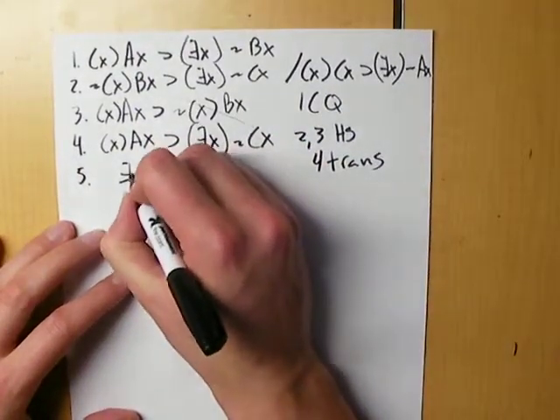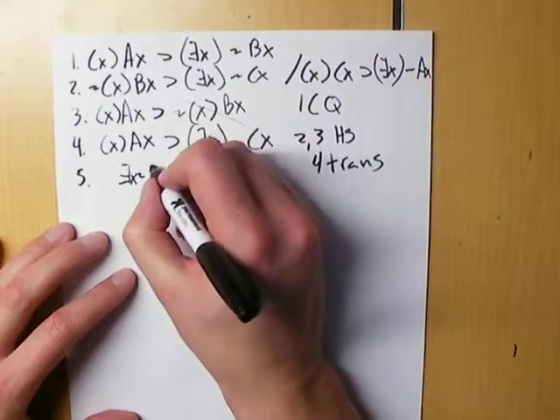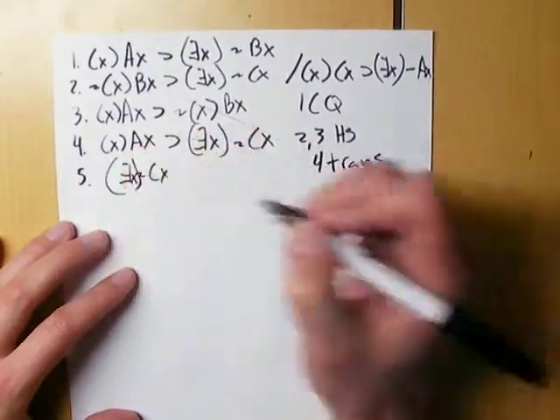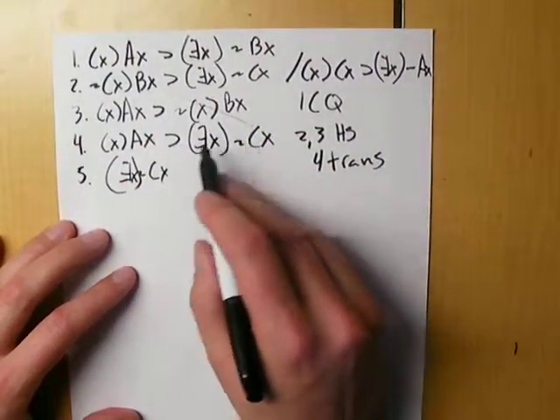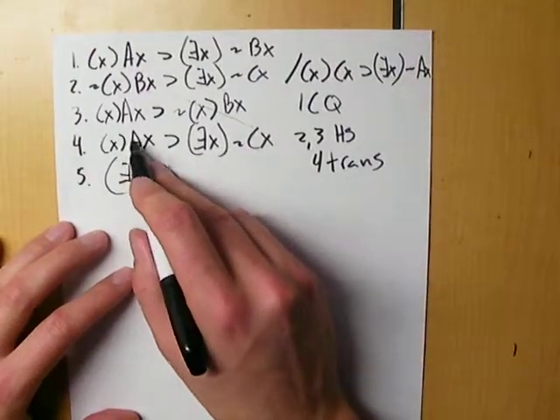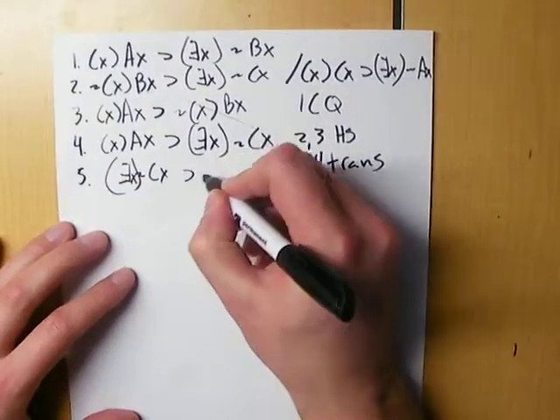That existential, my handwriting's awful, isn't it? We've got the consequent becoming the antecedent, and the antecedent now becomes the consequent.